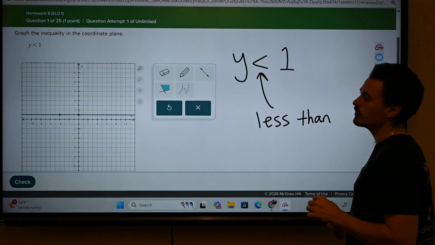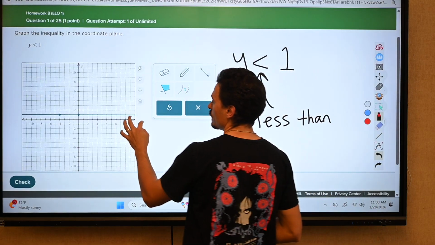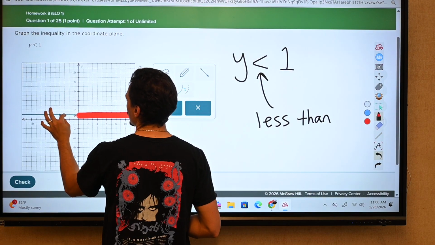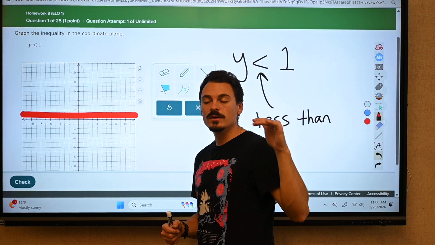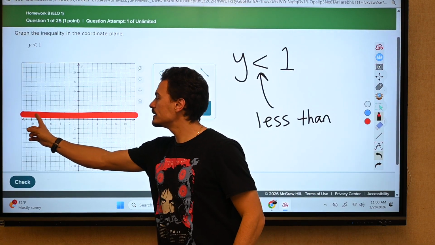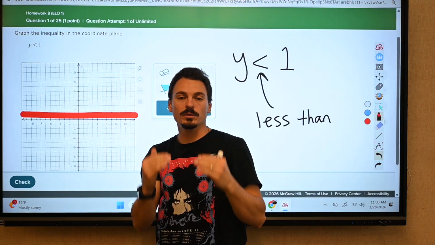The first thing you want to do is graph y equals 1 first. So on your Alex, you want to graph y equals 1, which is right here. It's a horizontal line at y equals 1. The reason it's a horizontal line like this is because y has to be 1, which means you can't go above 1 or below 1.